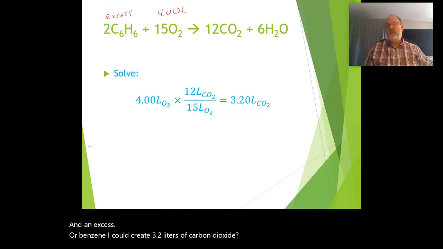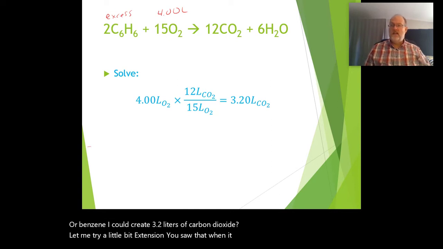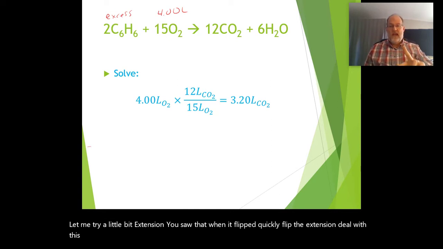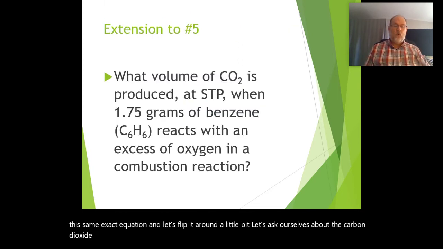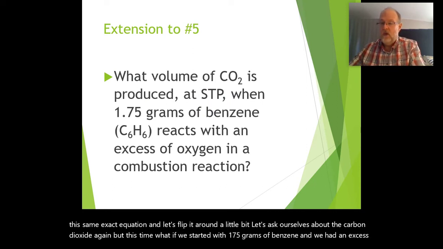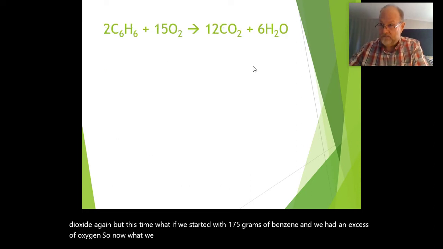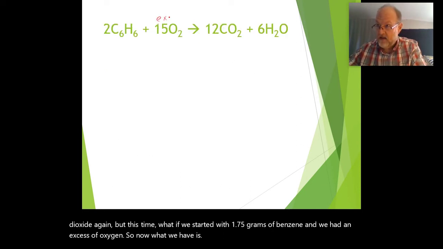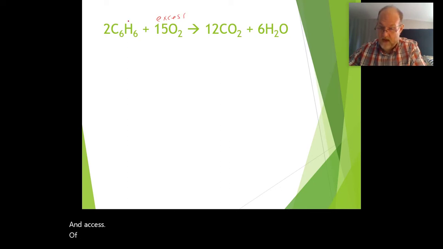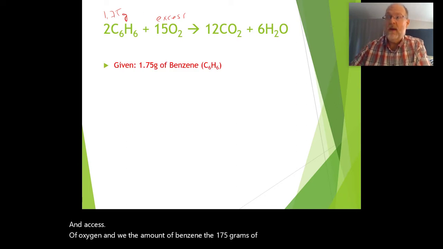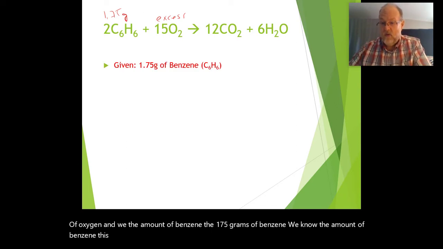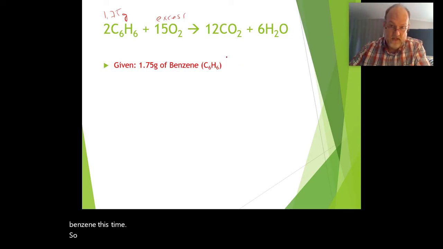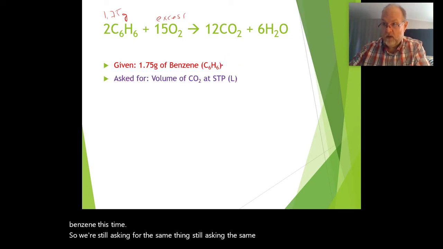Let me try a little bit of an extension. You saw that when it quickly flipped to the next one. Extension. Let's deal with this same exact equation, and let's flip it around a little bit. Let's ask ourselves about the carbon dioxide again, but this time, what if we started with 1.75 grams of benzene and we had an excess of oxygen? So now we have an excess of oxygen, and we know the amount of benzene this time. We're still asking for the volume of carbon dioxide.